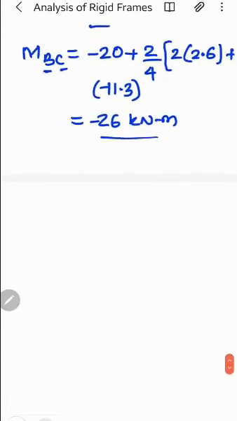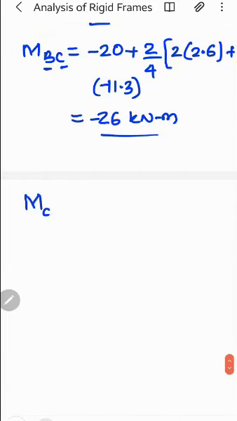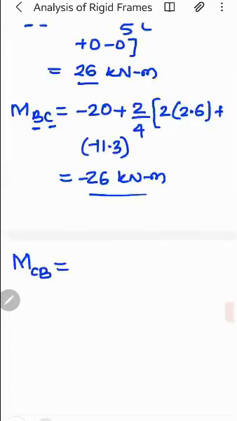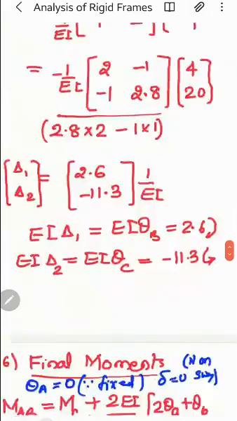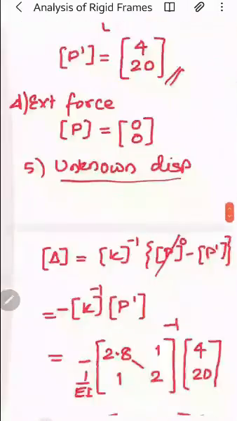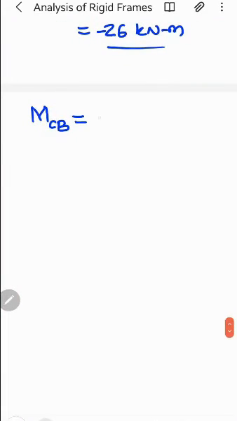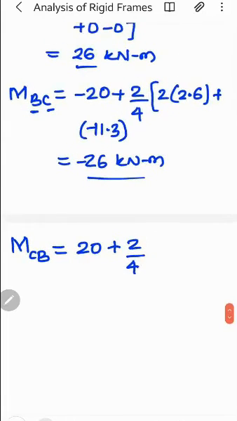And lastly, MCB. MCB is MFCB. What is MFCB? MFCB is plus 20 plus 2 EI over L, 2 by L, that is 2 by 4 into 2I. You have to substitute here. Here it is 2I. I have not substituted. Please remember, you have to substitute 2I for BC.